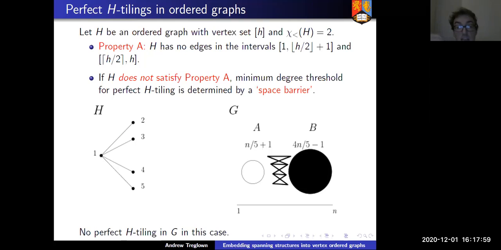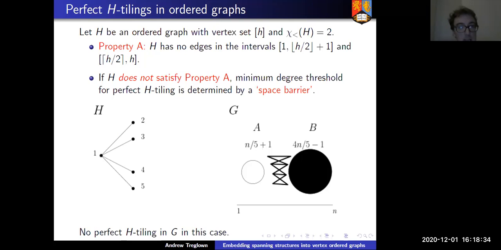We need that every copy of H that uses a vertex in A must have that vertex play the role of 1, but we've got too much space. We've got n over 5 plus 1 vertices that need to play the role of 1, but we can only use n over 5 of them. Okay, so hopefully that made some sense. Again, in this case, we have too much space. A is too big, or another way of thinking about it is B is too small.